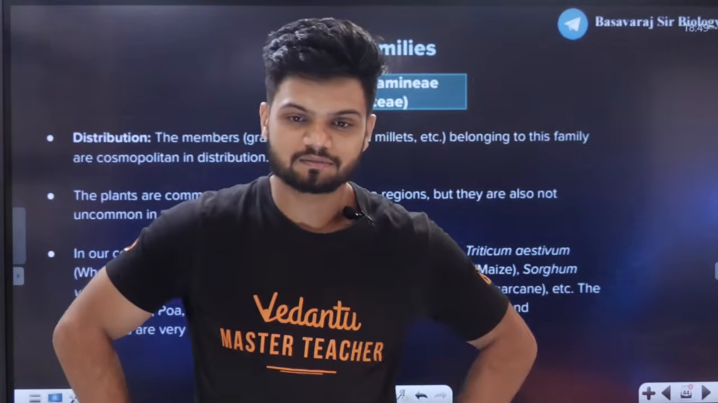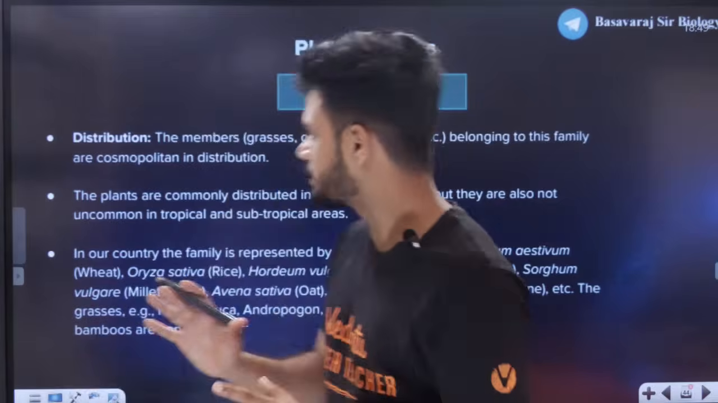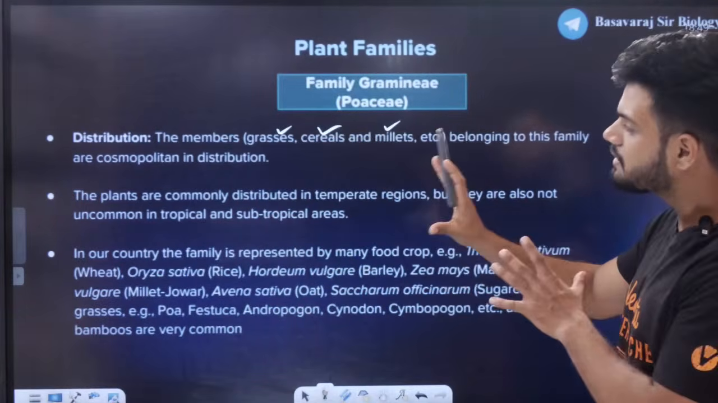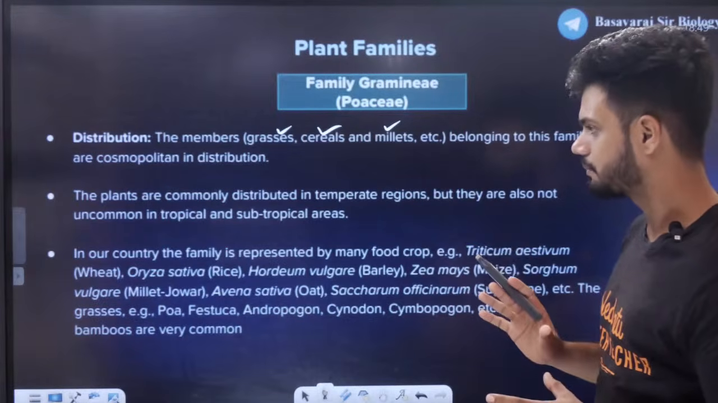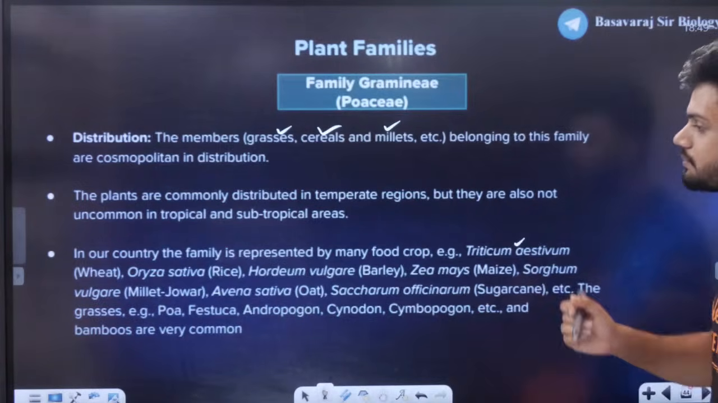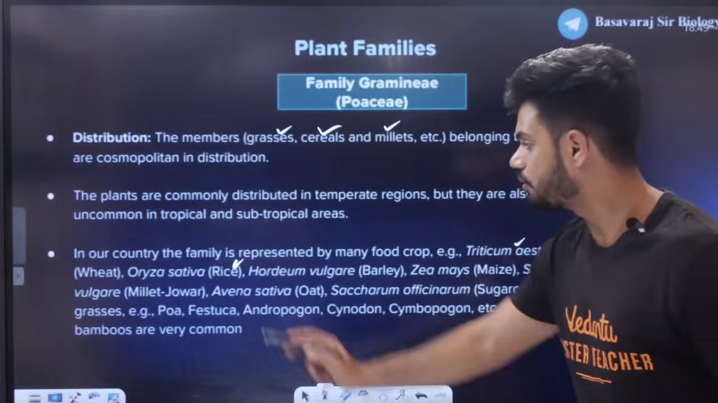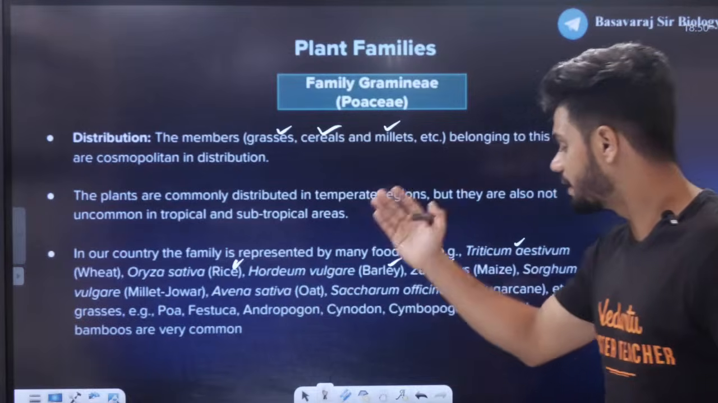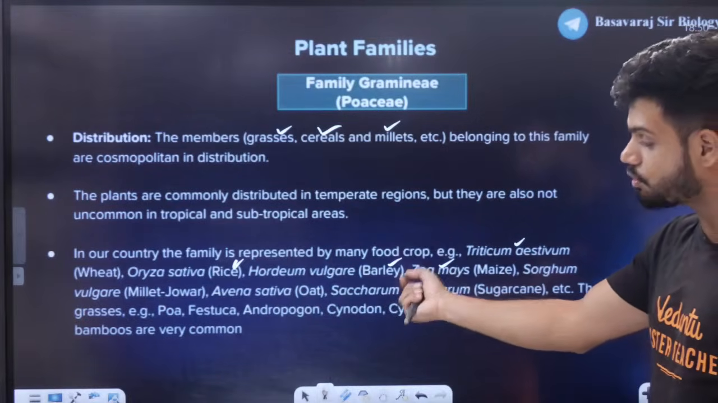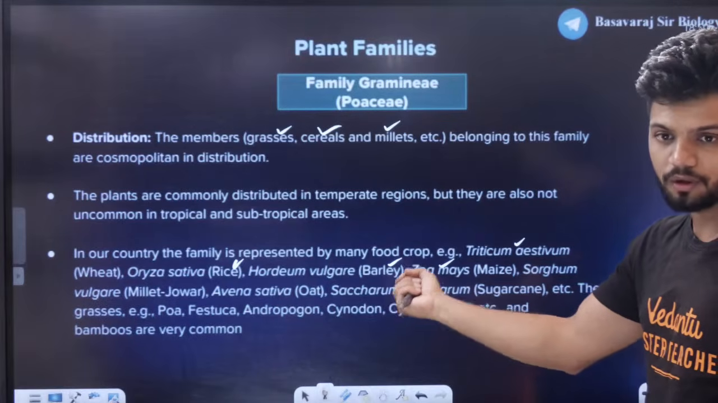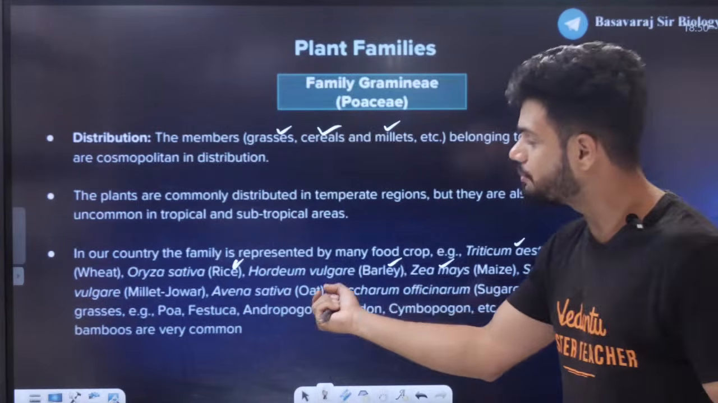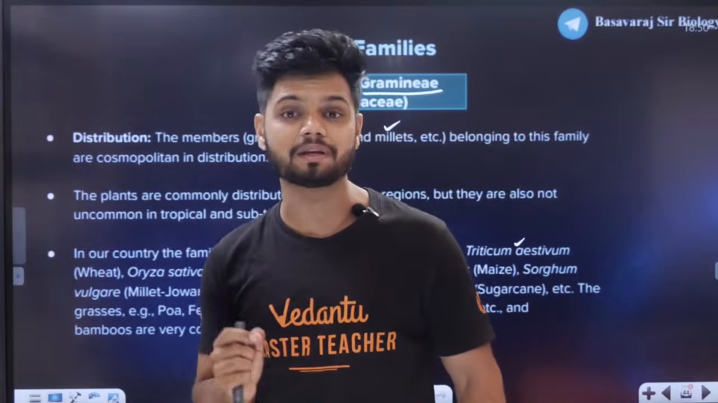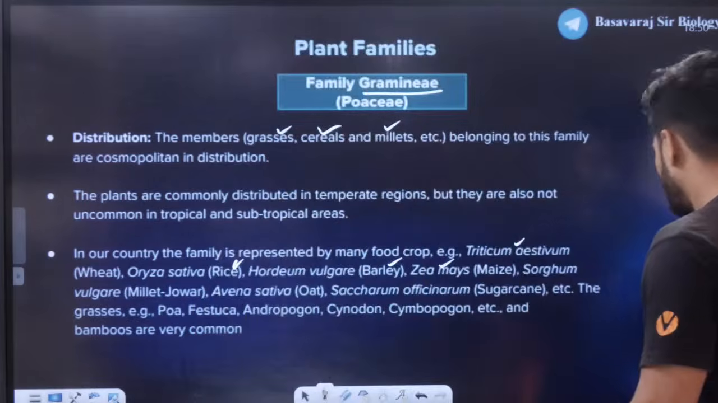Yes? Okay. The first thing here, students, distribution. All of you know members, grasses, cereals, millets, everything belongs to Gramineae. Let me tell you, students, it could be Triticum aestivum, that is wheat, rice, Oryza sativa, barley, Zea mays, maize, millet, oats. Every single thing which you eat, students, in India, most of the things in India, all the veg food, all of this belongs to Gramineae. Remember that.